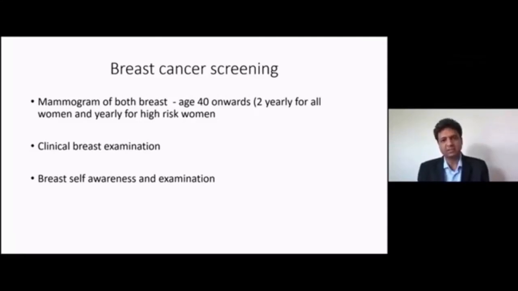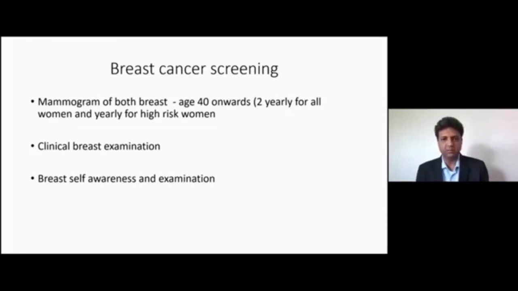So what is breast cancer screening? Breast cancer screening is basically undergoing mammograms of both the breasts for any woman who is more than 40 years of age. In the Western population, the age limit varies between 45 to 50, depending upon country to country. But certainly in India, because we're seeing breast cancers earlier on, I generally recommend that women undergo mammograms from the age of 40 onwards. Two yearly for the average risk women, but yearly for women who are at a higher risk. And we've already discussed the risk factors for the women.